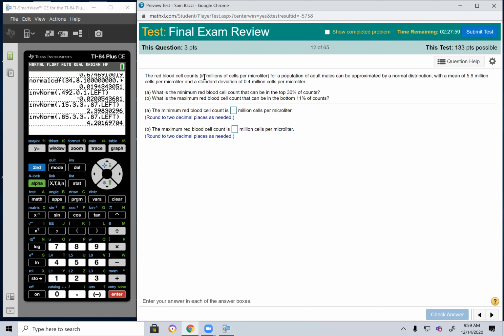Same question on the inverse norm. The red blood cell counts for a population of adult males can be approximated by a normal distribution. Mean is 5.9 and standard deviation is 0.4. What's the minimum red blood cell count that can be in the top 30%? Top 30%, so your 30%, guys, is right here.